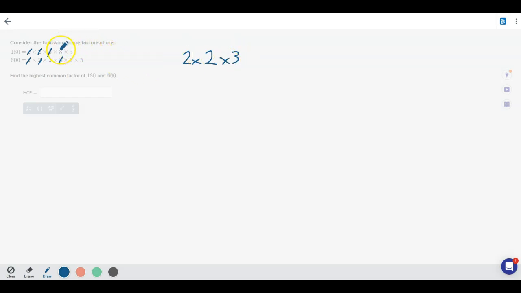I go again, there's another 3, but I don't have another 3 in the second list, so I can't use that one. So I move on. I've got a 5, and I do have a 5 matching in the second one. So I'm going to cross that out, and add it to my list of prime factors that are common. There is still another 5 here, but there's no second 5 in the first number. So this 3 and this 5 can't be used. The prime factors that are common to 180 and 600 are 2, 2, 3, and 5.